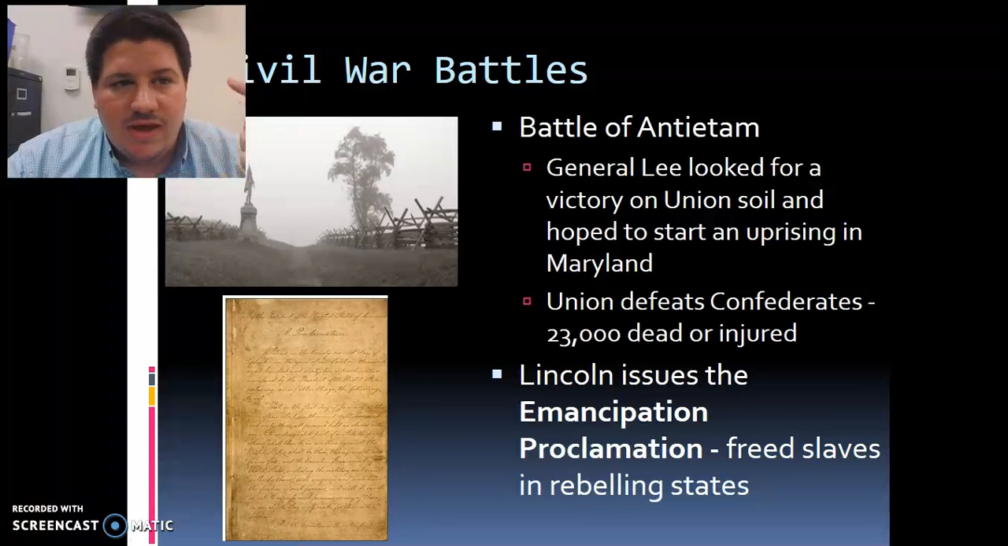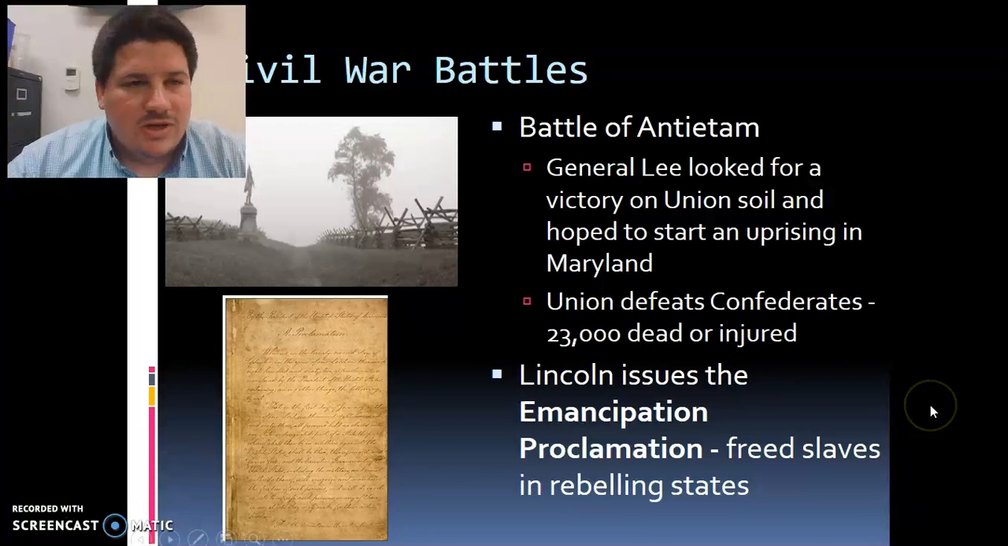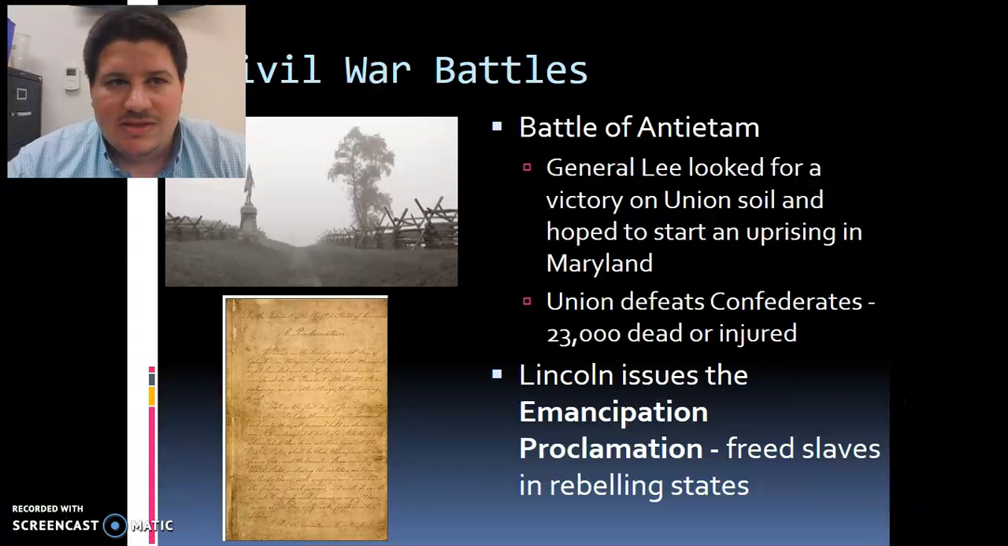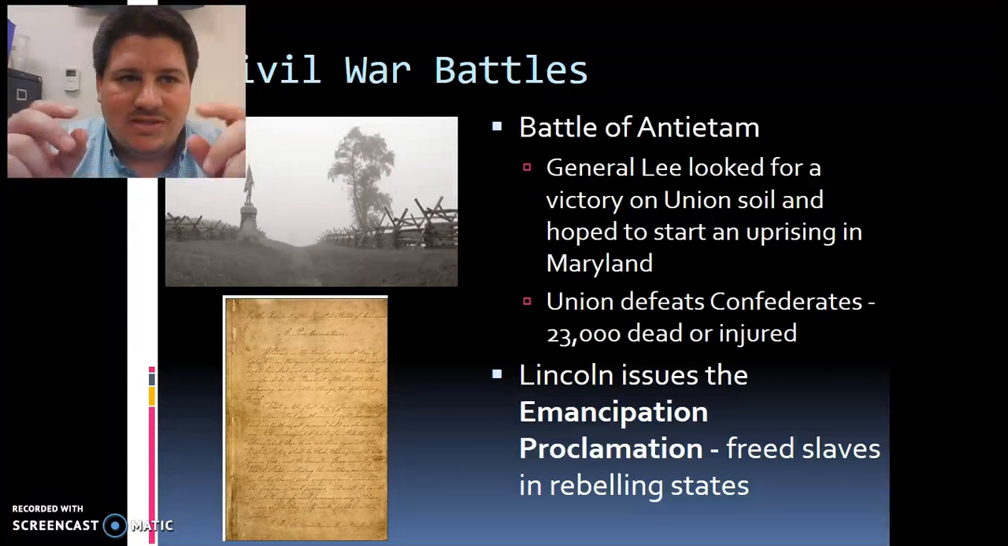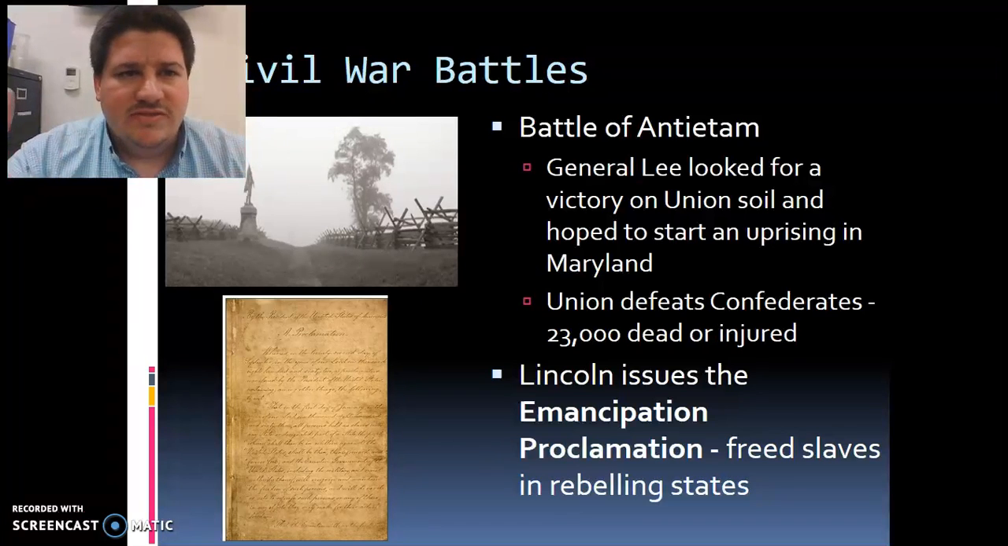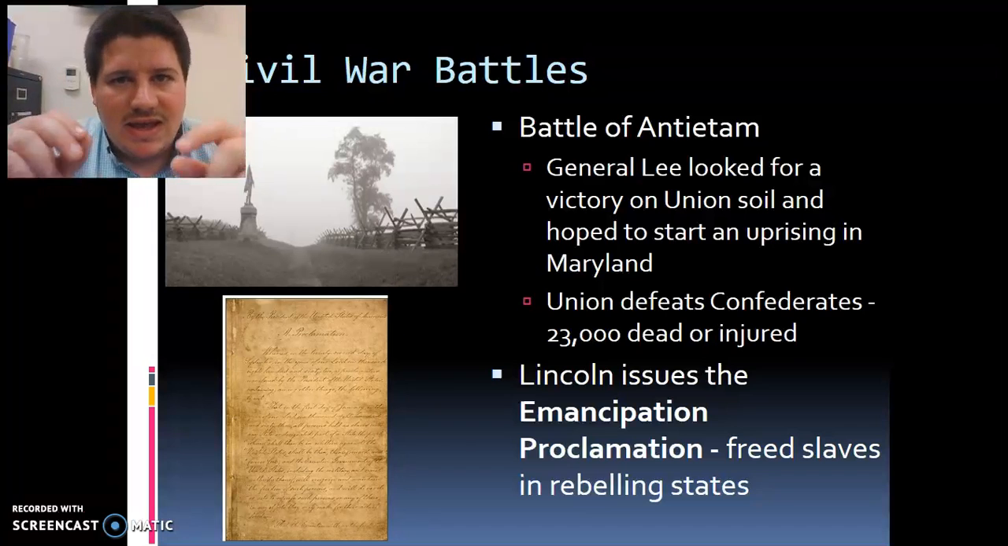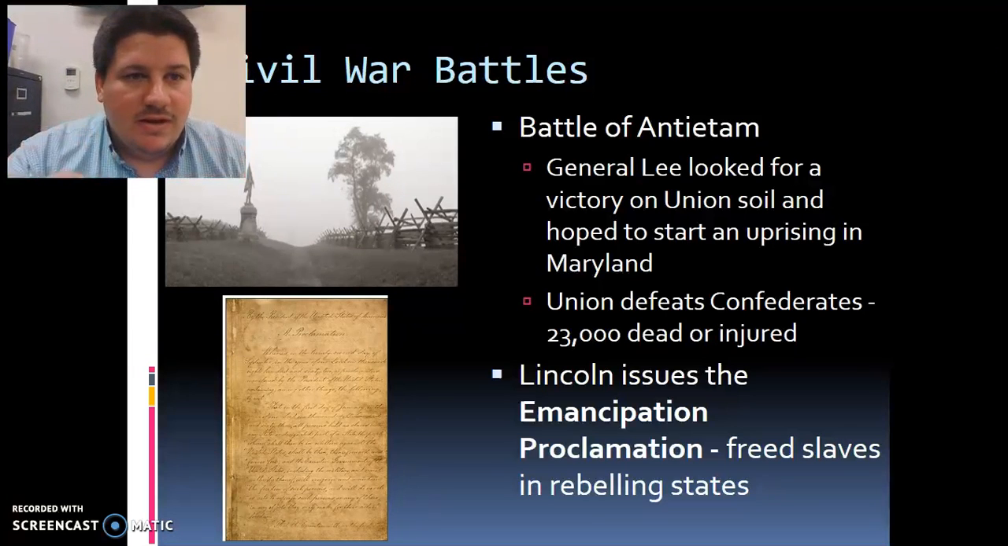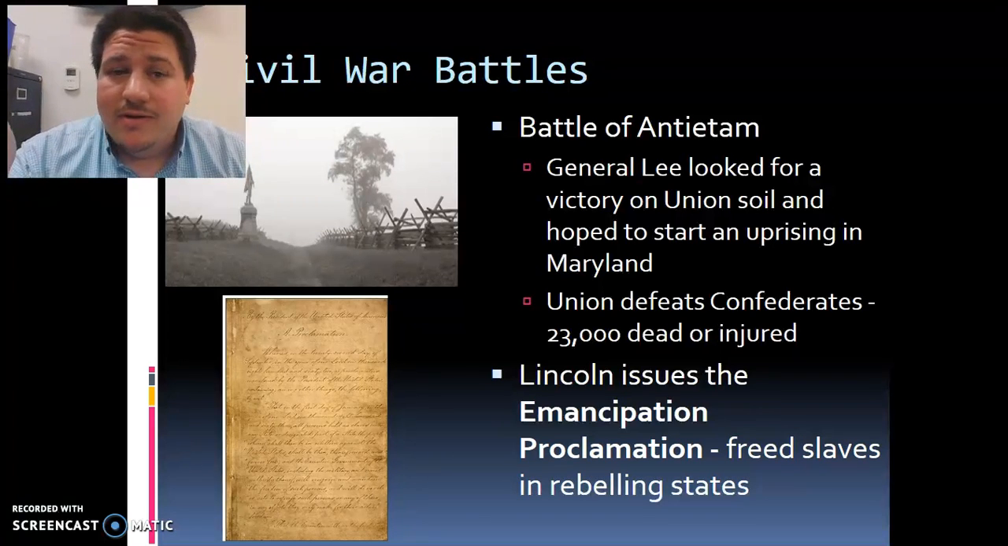Lincoln's going to play back the propaganda game against General Lee by issuing the Emancipation Proclamation, which freed slaves in rebelling states. So a lot of people misunderstand what the Emancipation Proclamation means. They think that it freed all slaves, and it simply did not. It only freed slaves in the South, and that was it. Now, you might be asking, doesn't Lincoln not have authority down there?